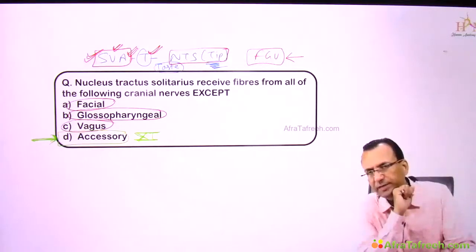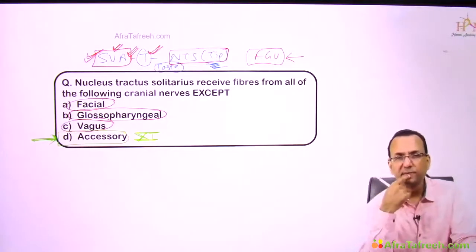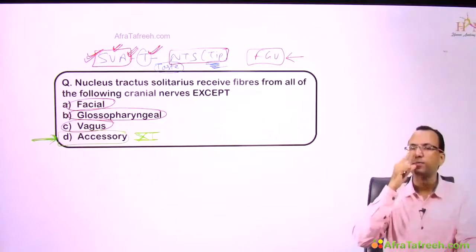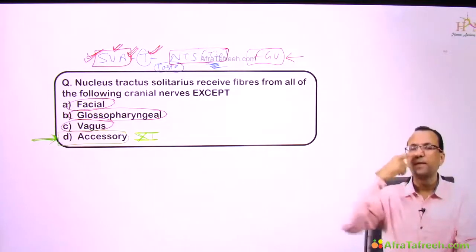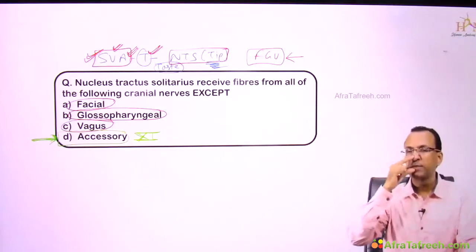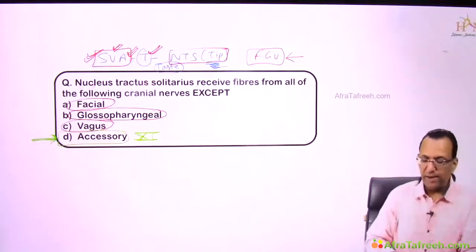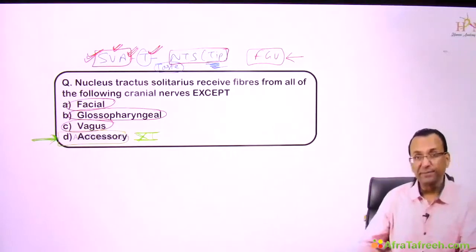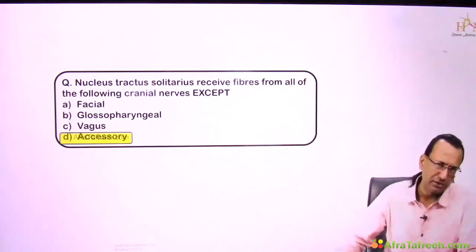Who is the other SVA? One is taste. Who is the other SVA? The smell. But remember, smell will never come to the brainstem. Smell is telencephalon. It doesn't come to the brainstem. Brainstem receives only the taste. This is a discussion on brainstem nuclei, actually. So you keep your answer accessory. Yes, accessory should be the answer.